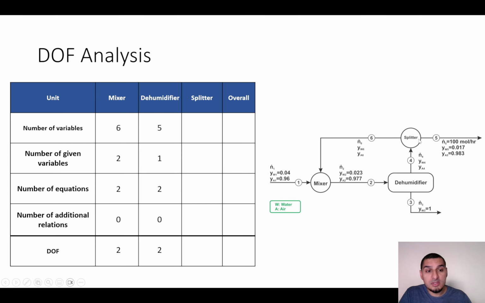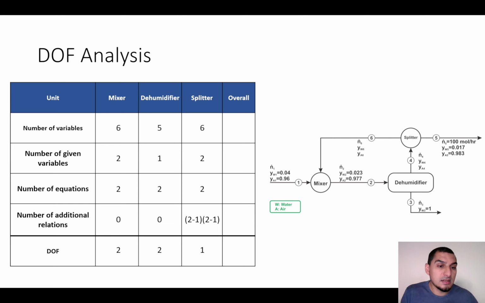Now for the splitter, we have 1, 2, 3, 4, 5, 6 variables. We have two given variables. We have two equations, and for the additional relation we will add the splitter restriction. It's the number of splits minus 1, which is 2 splits minus 1, times the number of components minus 1, which is 2 minus 1 as well. So this is going to be 1.